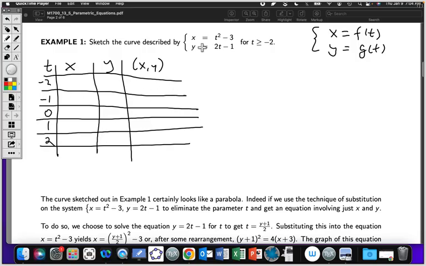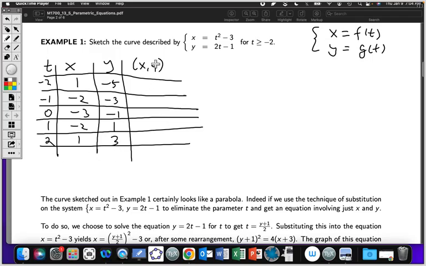To figure out the x coordinate that's going to go with these times, we just plug t in and simplify. So negative 2 squared minus 3, 4 minus 3 is 1. Negative 1 squared minus 3, negative 2. Negative 3. Negative 2. And then back to 1. So those are the x values. To get the y values, I'm going to plug these values into the equation for y. So negative 5, negative 3, negative 1, 1, 3.